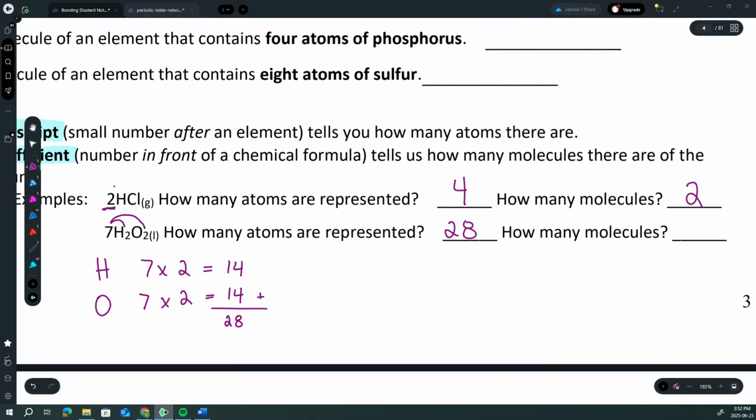Now, how many molecules are in this 7 H2O2? Well, it's going to be 7. Again, you're just taking that number from the coefficient in front of the chemical formula.